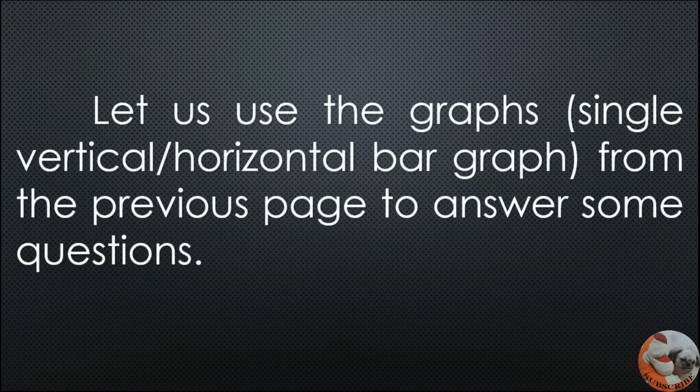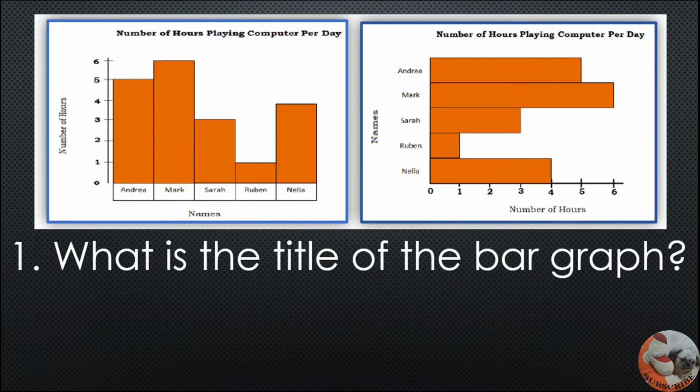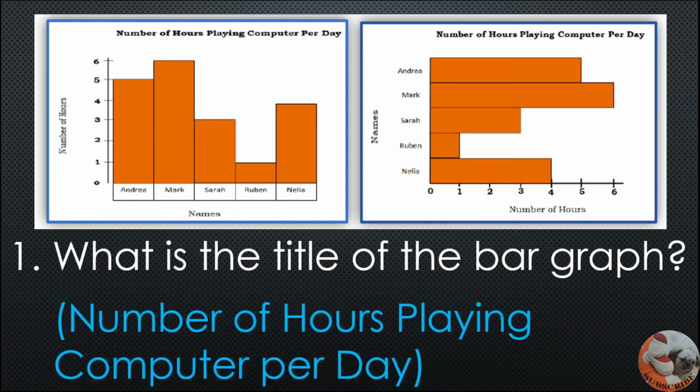Let us use the single vertical and horizontal bar graph from the previous page to answer some questions. Here is the bar graph. Number 1. What is the title of the bar graph? You can see the title of the bar graph at the top of the bar graph. So what is the answer? Number of hours playing computer per day.